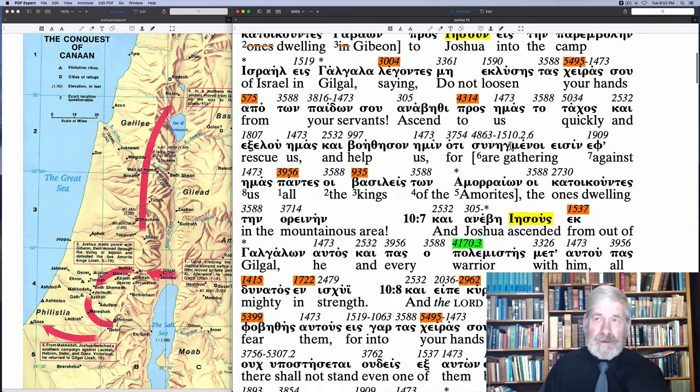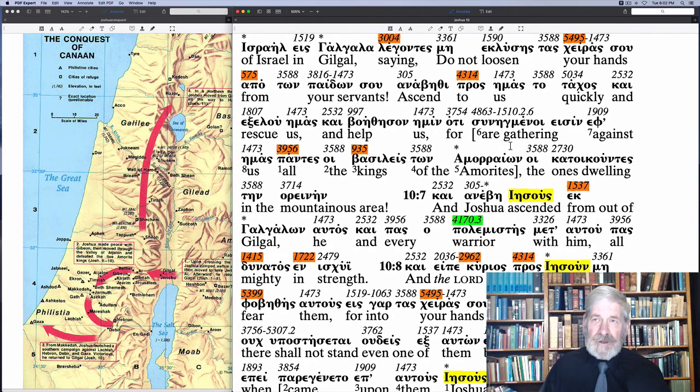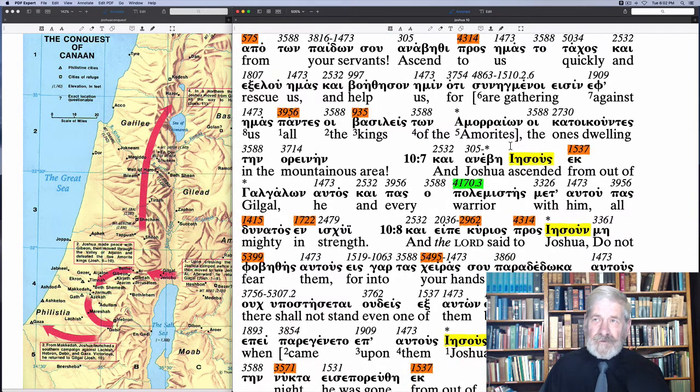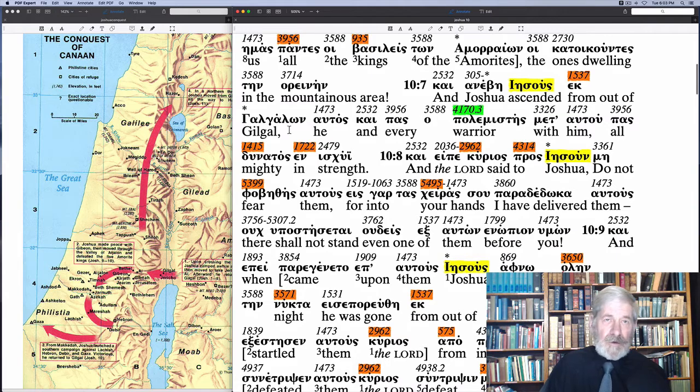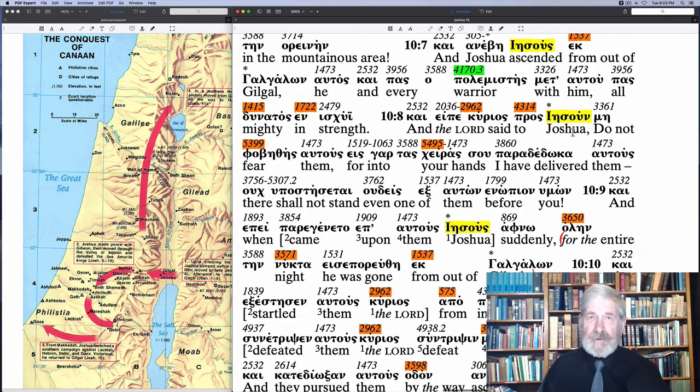"Ascend to us quickly and rescue us and help us, for all the kings of the Amorites are gathering against us, the ones dwelling in the mountainous area." So that would be over in the mountainous area here. And Esus ascended from out of Gilgal, he and every polemistes, and you can add that again as polemics, a war of words. Put that in your English Derivatives book. He and every warrior with him ascended, mighty in strength.